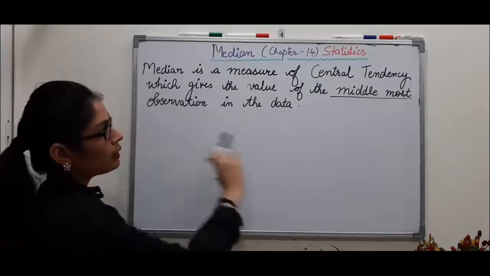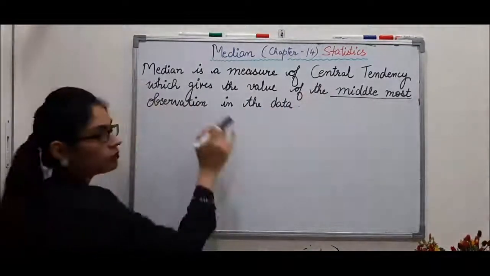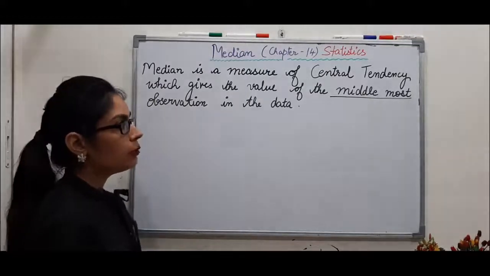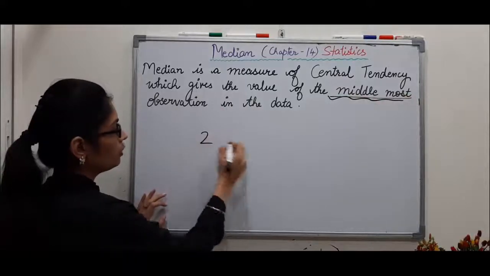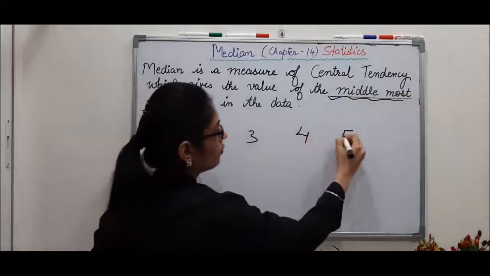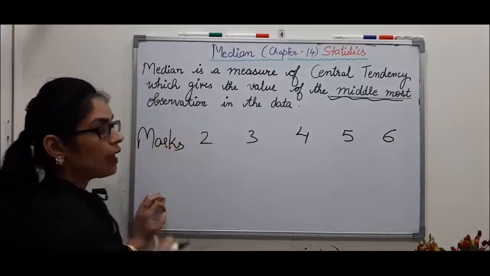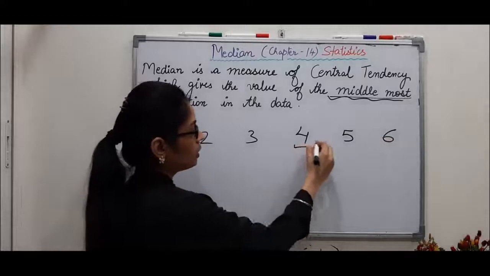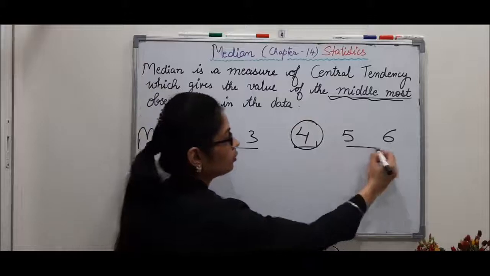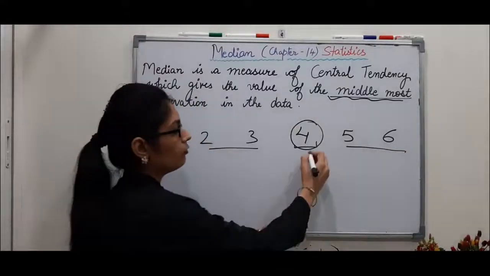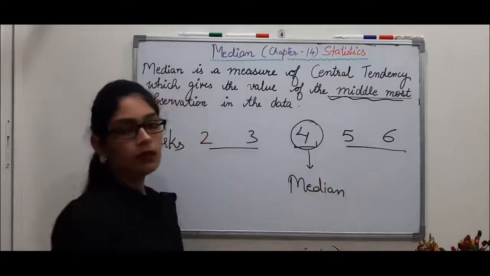Median is a measure of central tendency which gives us the value of the middlemost observation in the data. So middlemost, you have to focus. If I have one data, you can see 2, 3, 4, 5, 6. These are the marks of the students, I assume. So I have to focus on the middle term. The total number of terms is 5, and 2 terms are here, 2 terms are on this side, and 4 is the middle term.